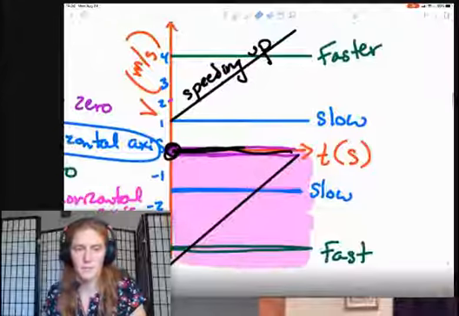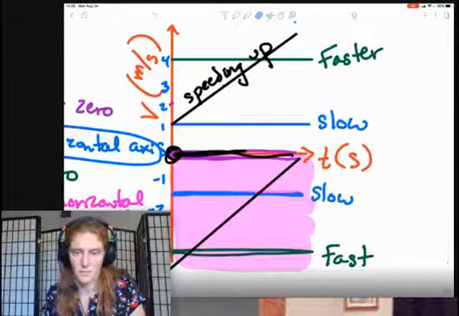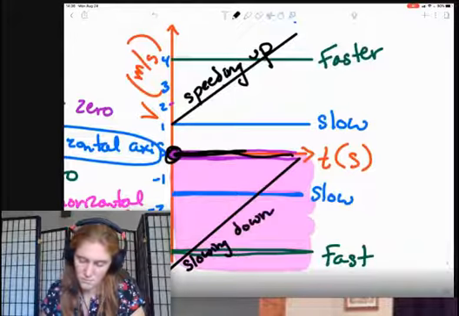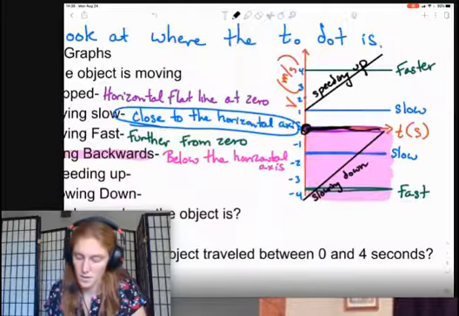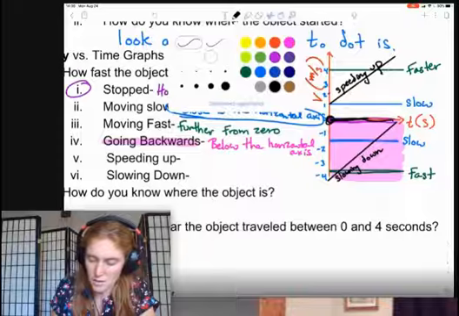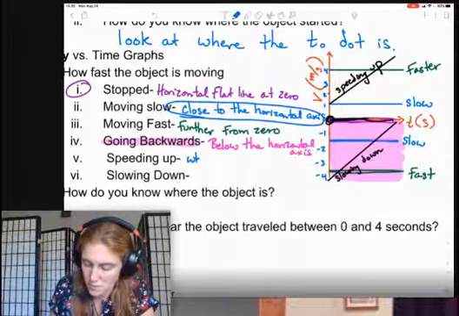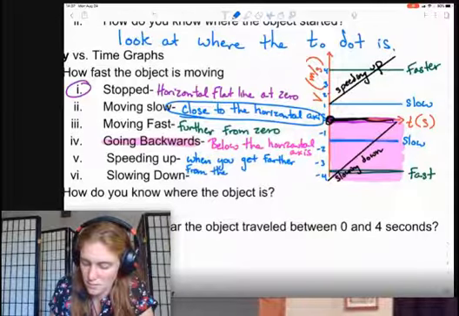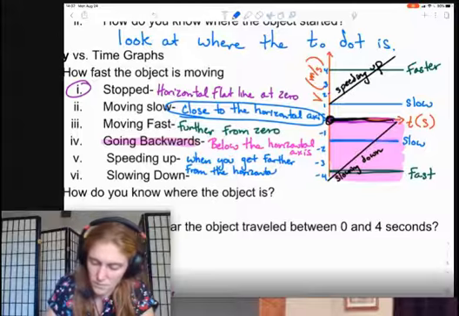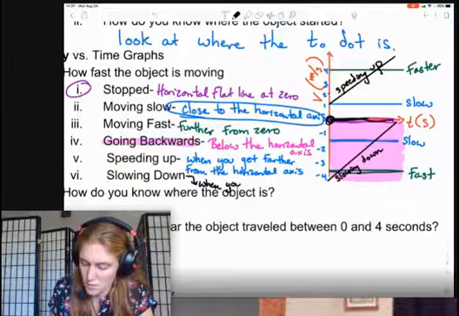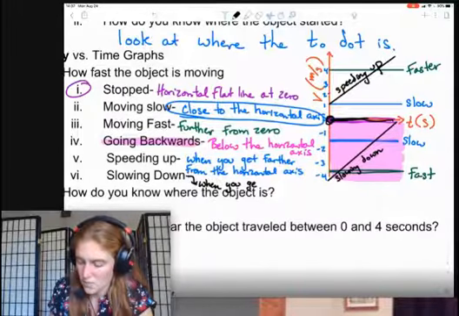All right, how about this black line at the bottom? Speeding up or slowing down? Good, slowing down. How do you know it's slowing down? Okay, good. So for speeding up, we're going to kind of define these generally. Speeding up is when you get farther from the horizontal axis. And slowing down is when you get closer to the horizontal axis.